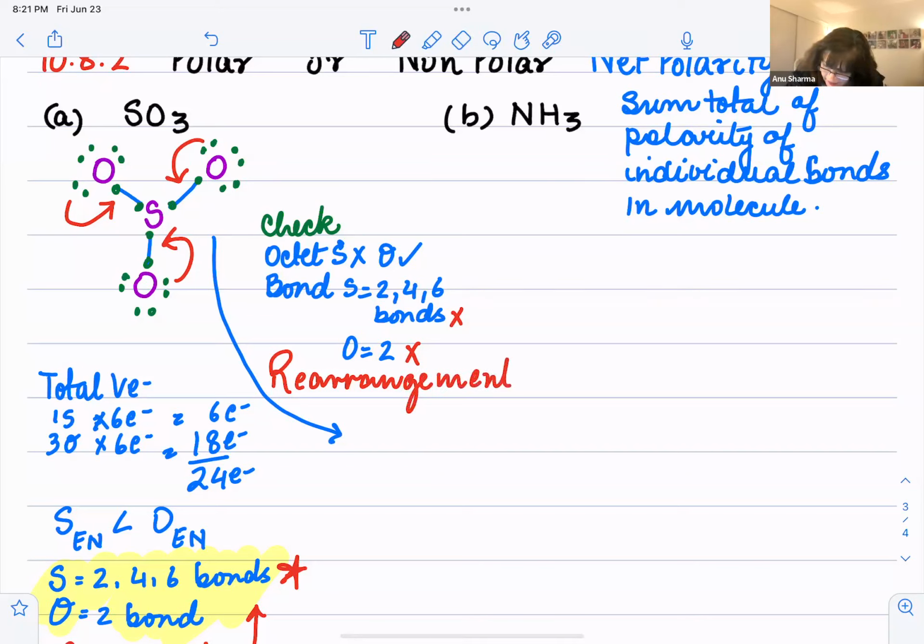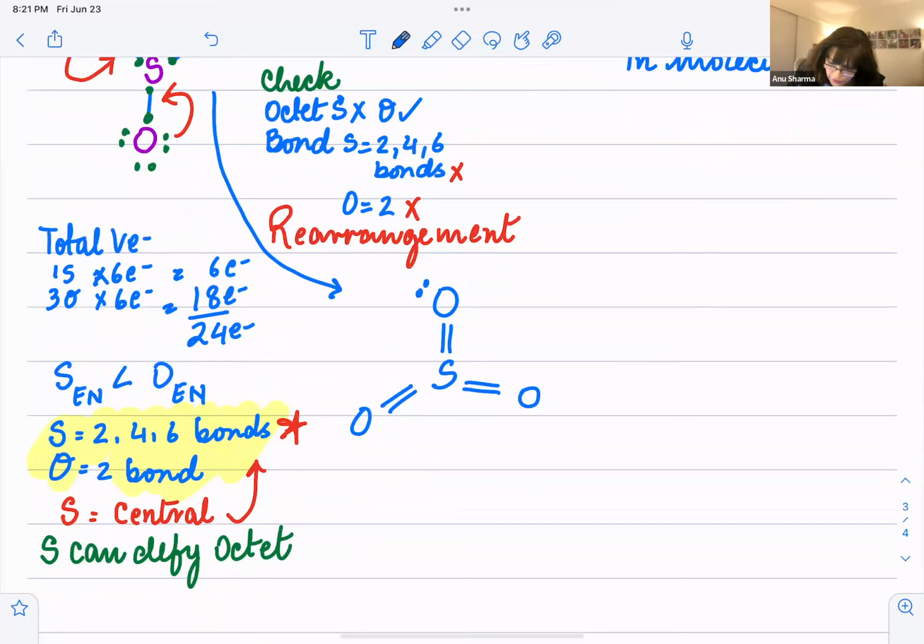Okay, so here we are going to make oxygen double bond sulfur, double bond oxygen, double bond oxygen. Now, what do you see? 1, 2, 3, 4, 5, 6, 7, 8. Oxygen's octet are met. So the oxygen's octets are met, right? And the oxygens are also making 2 bonds.